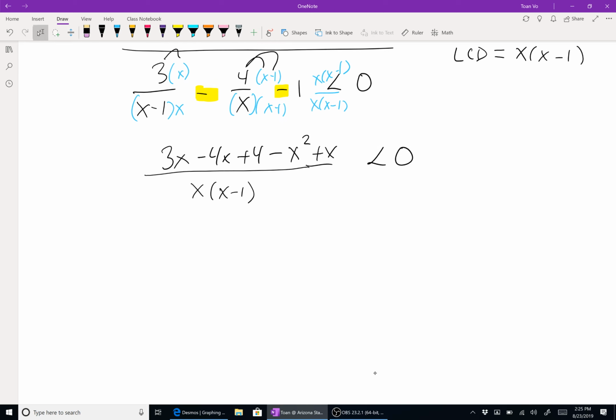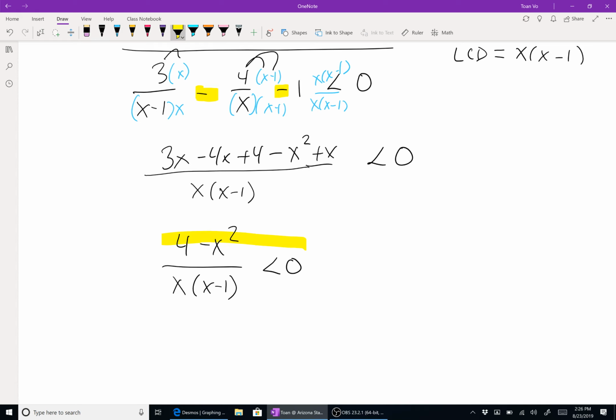Let's simplify. Let's combine like terms. Oh, that's neat. All the x's are gone, so you're left with 4 minus x squared over x minus 1 less than 0. So we've accomplished our goal. We have 0 on one side, and we have one solid fraction. There's no extra pluses or minuses on the outside.